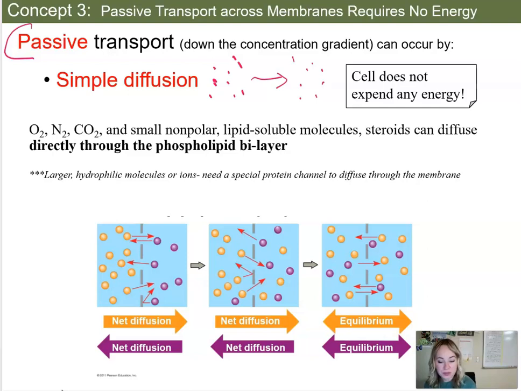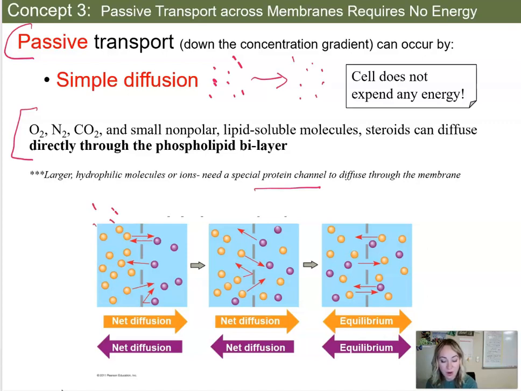Certain types of molecules, such as gases or small hydrophobic, lipid-soluble molecules, can diffuse directly through the phospholipid bilayer. Larger molecules, hydrophilic molecules or ions, would have to use specific protein channels, and we're going to talk about that in a bit. So now, notice that diffusion is happening from high concentration.